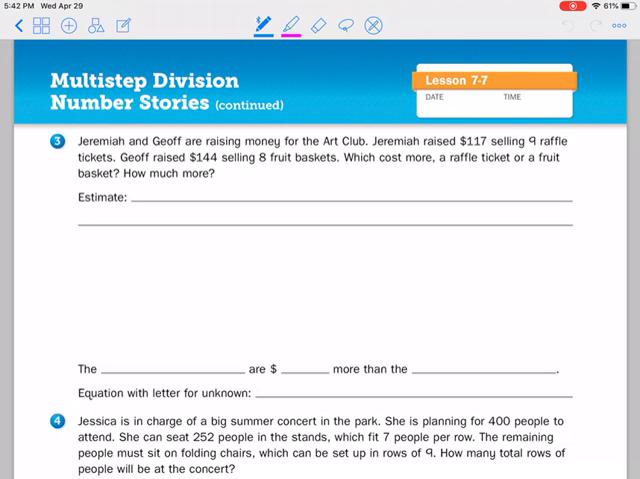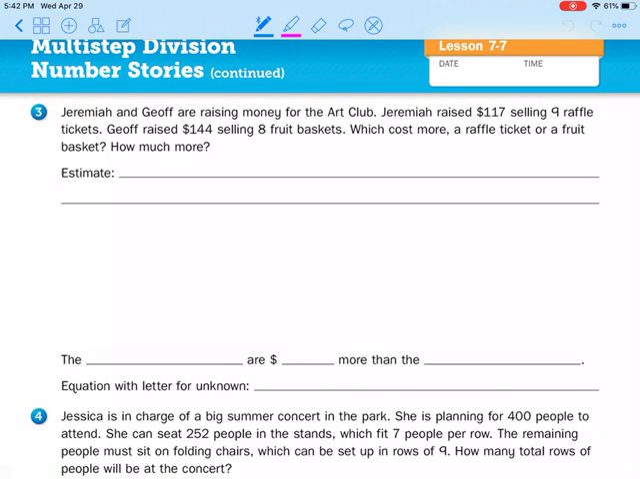So let's look at problem number 3. It says Jeremiah and Jeff. That's actually another way, if you wrote the full name Jeffrey, it's just another way to spell Jeffrey, but it's pronounced the same way. So Jeremiah and Jeff are raising money for the art club. Jeremiah raised $117 selling 9 raffle tickets.